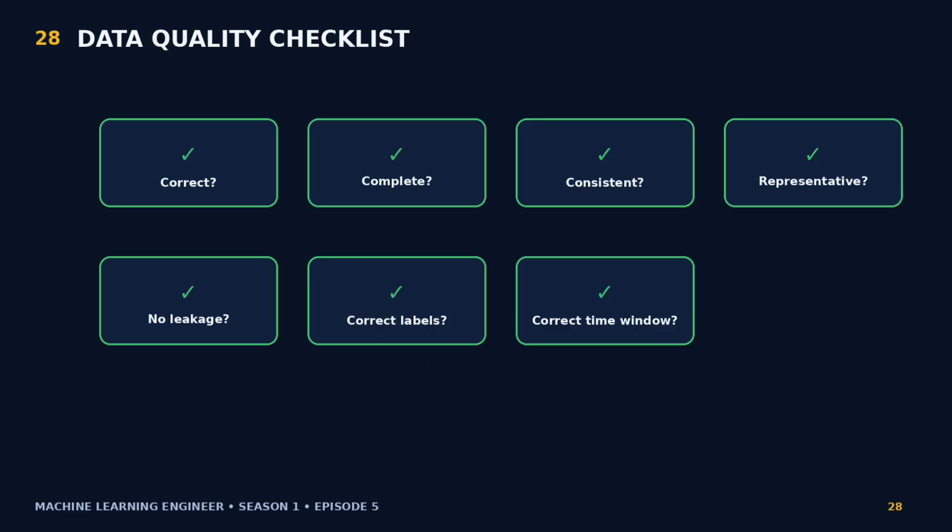Before training any model, I recommend asking these questions. Is the data correct? Is it complete? Is it consistent? Does it represent the population? Is there leakage? Are the labels correct? And does the data correspond to the correct time period? These questions can save you from building a sophisticated model on fundamentally flawed data.